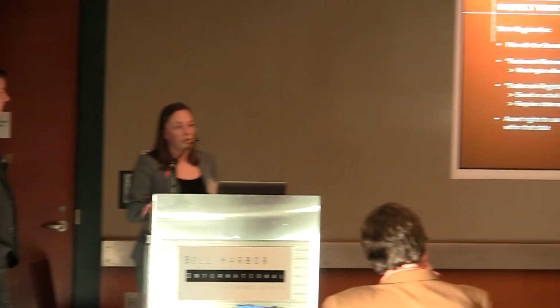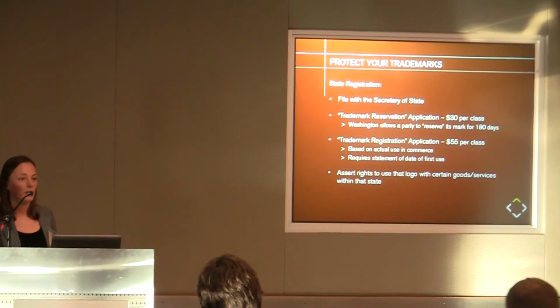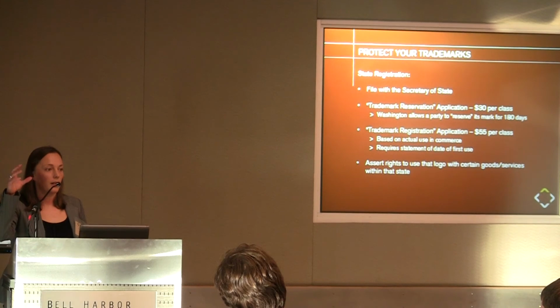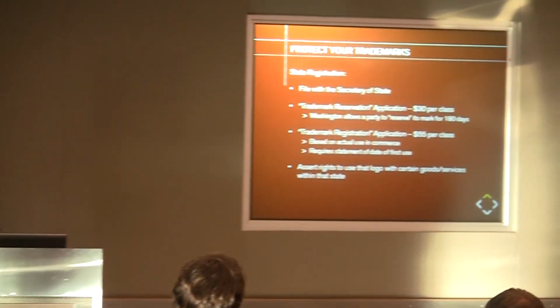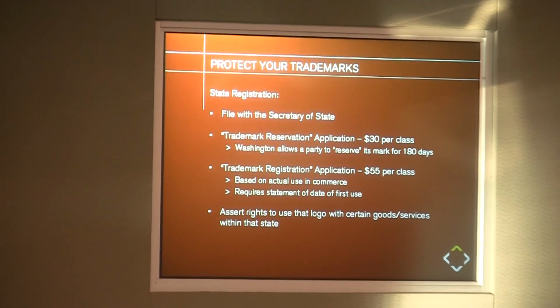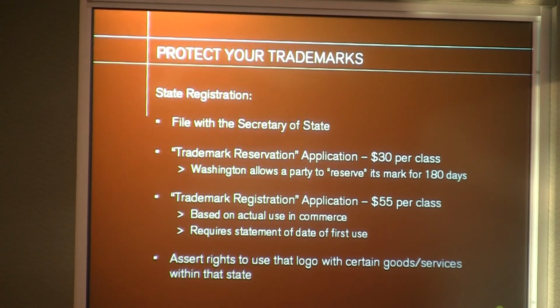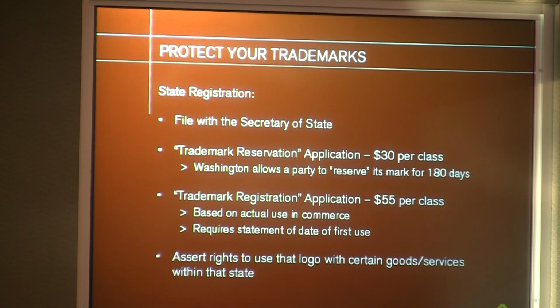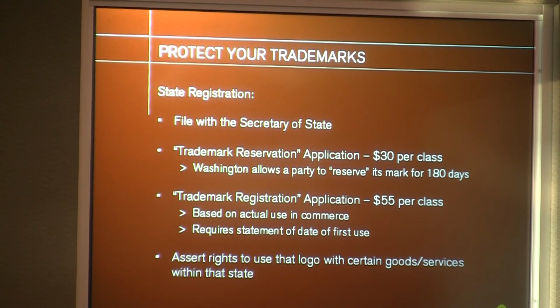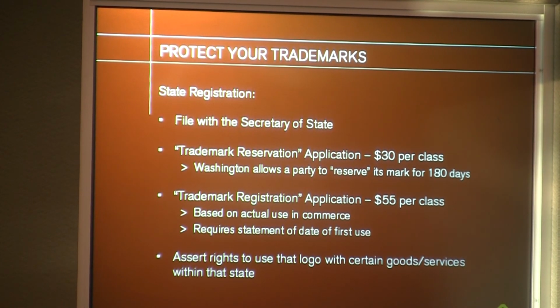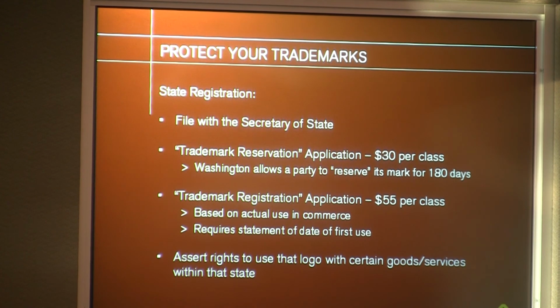And it's $30 per class, so every type of service or good is put in different types of classes. So you'd have to look through to determine, okay, I'm going to be selling goods in class 1, 2, and 3. Then it would be $90 to reserve rights to use that mark with those 3 classes. And then the actual trademark registration, which has to be based on actual use, and you actually have to state what date you started using your mark in connection with all of those services, is $55 per class in Washington.